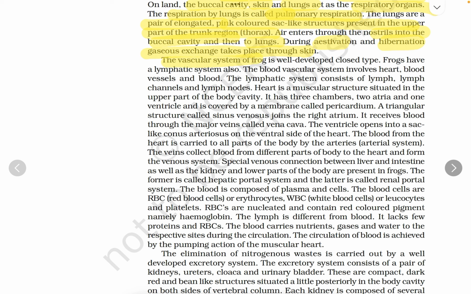The vascular system of the frog is well developed, closed type. It is a closed type of vascular system because they have a heart which pumps the blood through blood vessels. Frogs have a lymphatic system also. Along with the blood vessels, the lymphatic system means lymph nodes and white blood cells. So the lymphatic system consists of lymph channels and lymph nodes that you can see here.